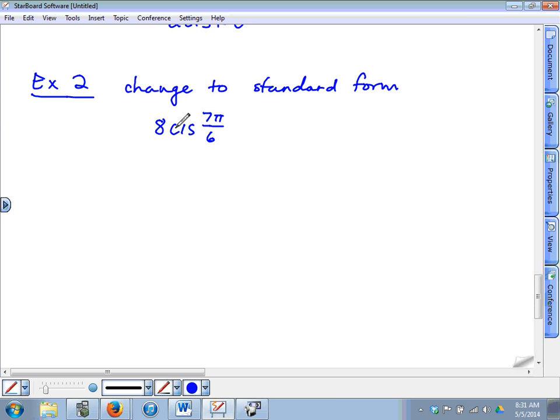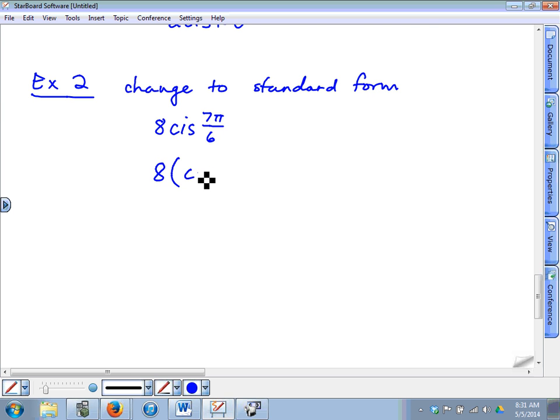Now this is just an abbreviation. This is not a trig function. You can't evaluate CIS of 7 pi over 6. That doesn't exist. You have to expand this. What is CIS? Yeah, it's cosine plus i sine. So the first thing you've got to do is expand this.